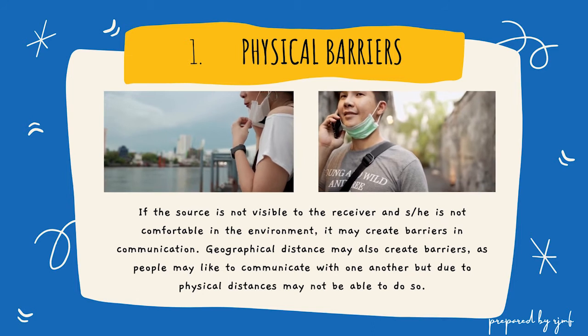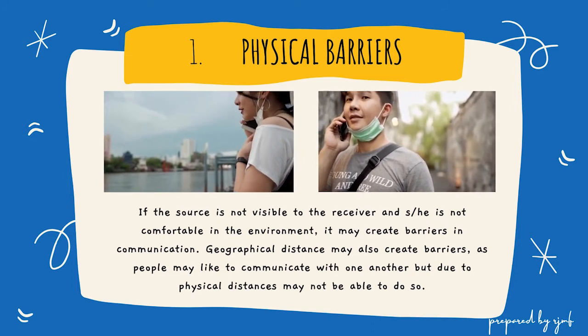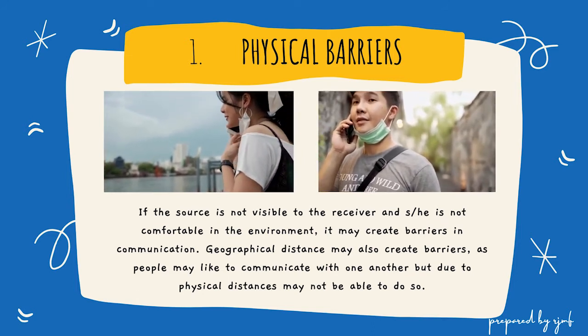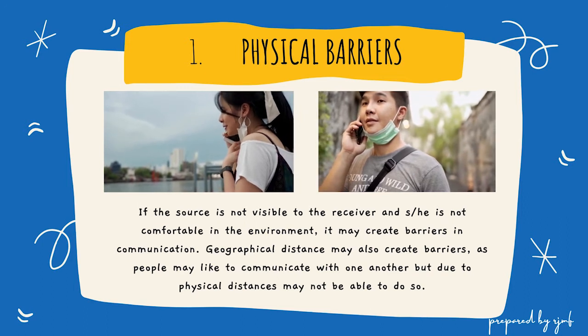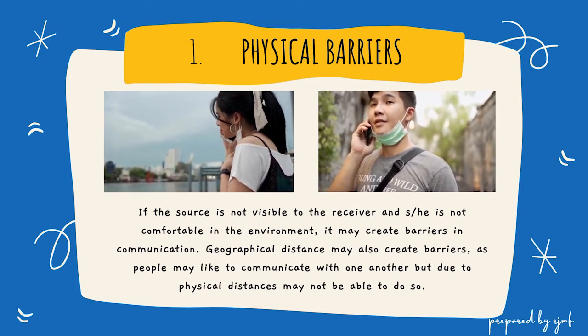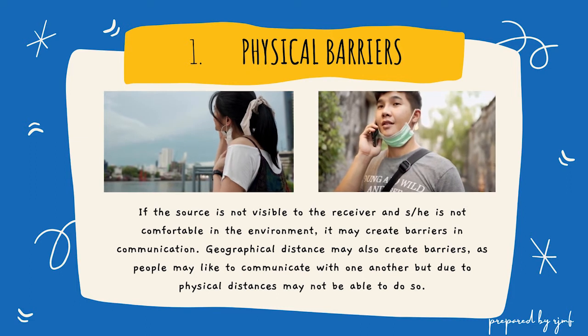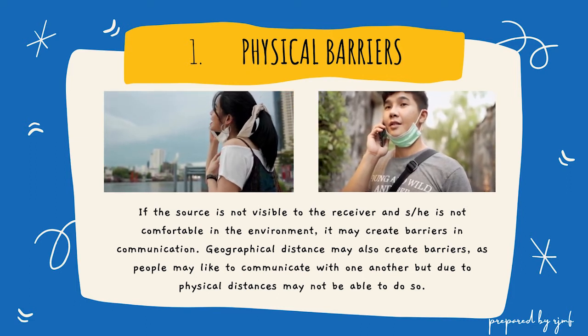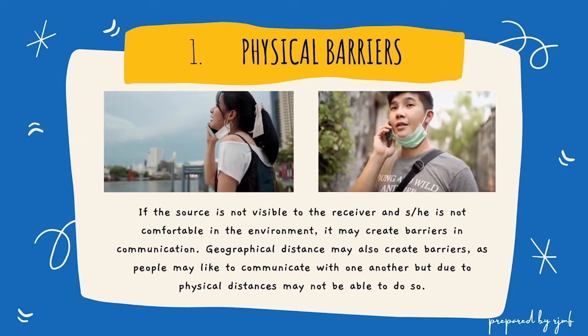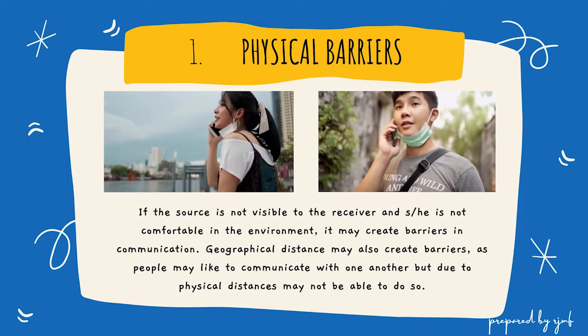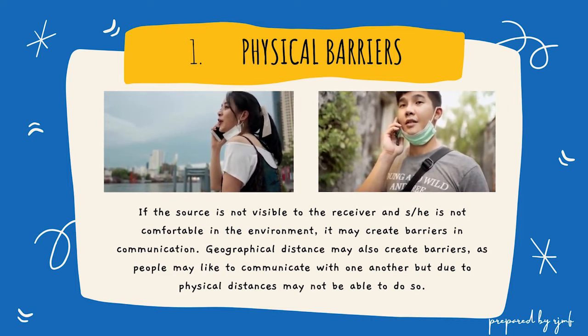The first type of barrier is physical barrier. If the source is not visible to the receiver and she or he is not comfortable in the environment, it may create barriers in communication. Geographical distance may also create barriers, as people may like to communicate with one another but due to physical distances may not be able to do so.